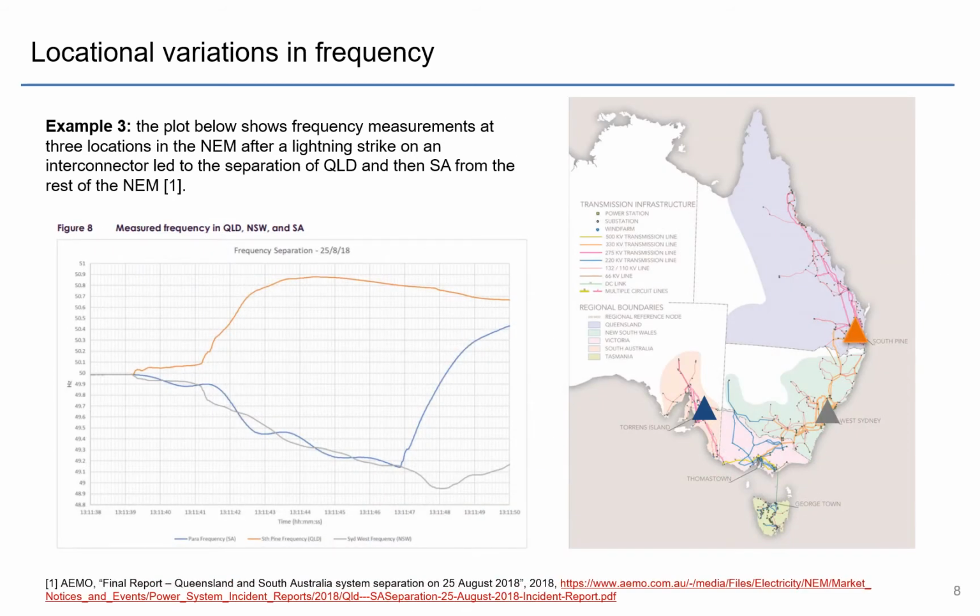And a final example is from the Australian grid, and we can see here a frequency trace after a contingency where a lightning strike struck the QNI, which is the Queensland New South Wales interconnector, and separated Queensland from New South Wales, and then later South Australia also separated from the rest of the NEM. You can see here a frequency measurement in South Australia, one in New South Wales, and one in Queensland. After the separation event, obviously the Queensland one's going to go off on its own, but between New South Wales and South Australia, you can see some oscillations in the frequency trace.